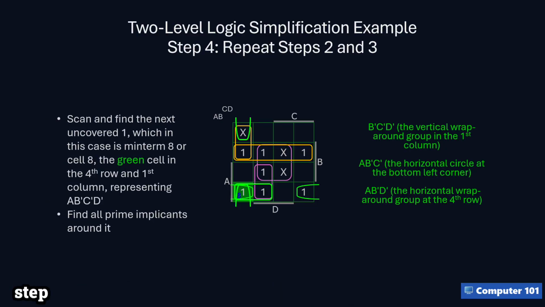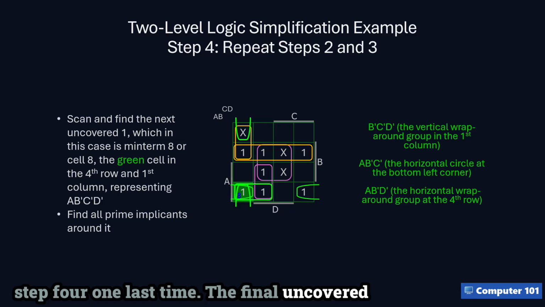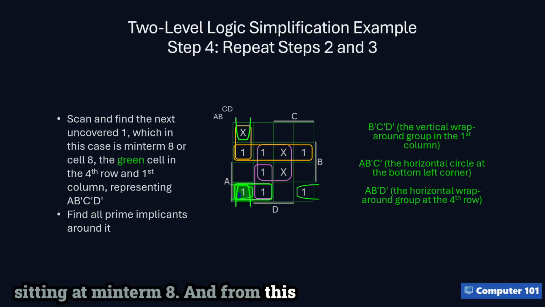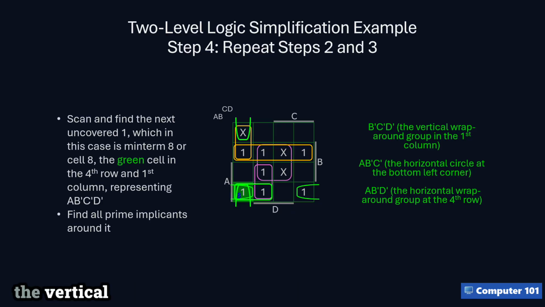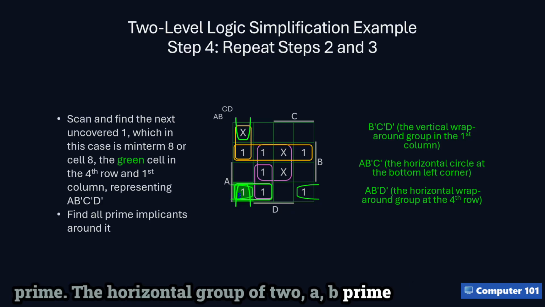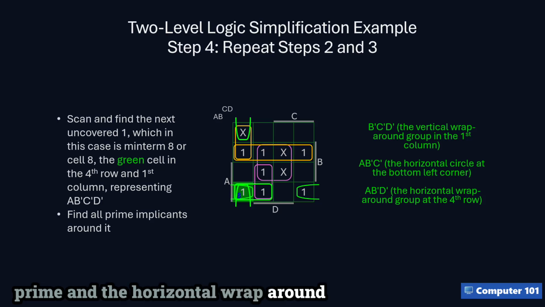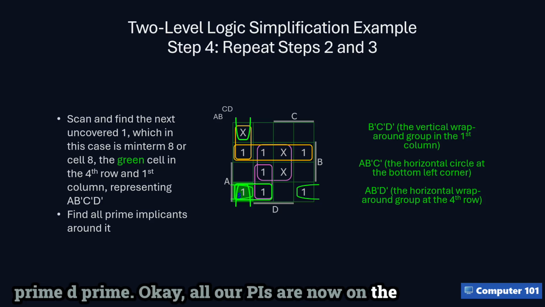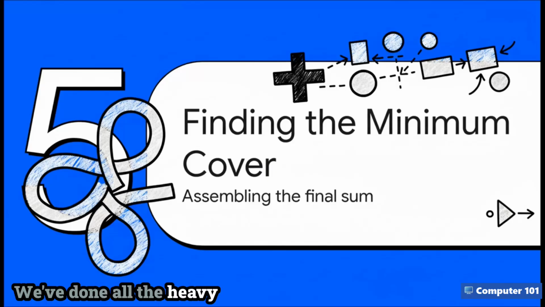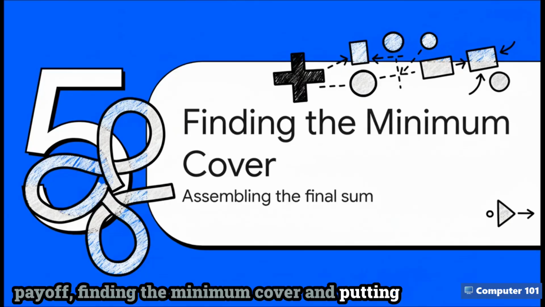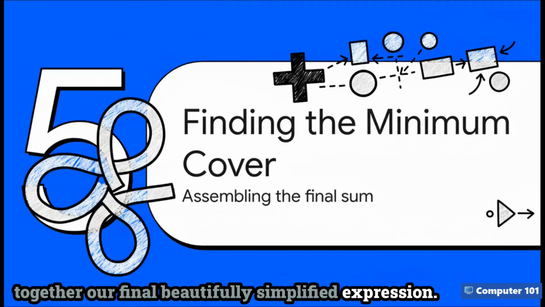We're going to repeat step 4 one last time. The final uncovered one is sitting at minterm 8. And from this one little cell, we actually find 3 more prime implicants. There's the vertical wraparound group, B'C'D', the horizontal group of 2, AB'C', and the horizontal wraparound group, AB'D'. Okay, all our PIs are now on the table. We've done all the heavy lifting. We've identified every single possible prime implicant. Now for the payoff, finding the minimum cover and putting together our final, beautifully simplified expression.